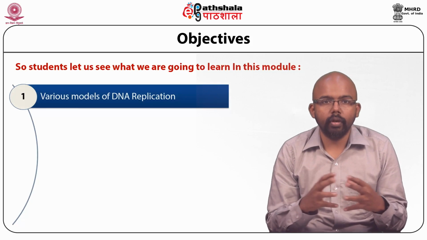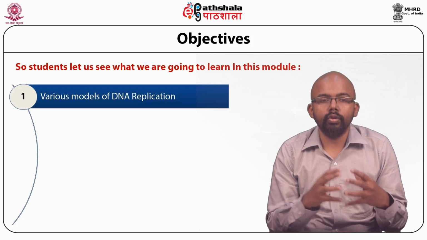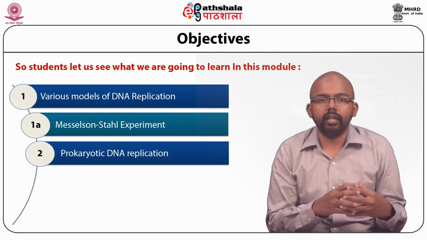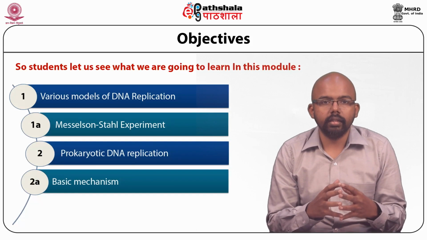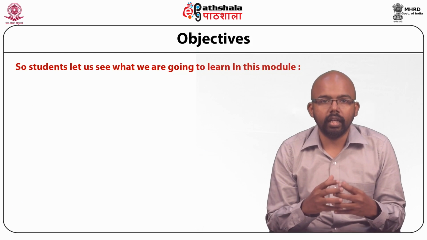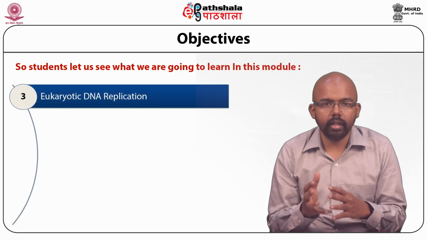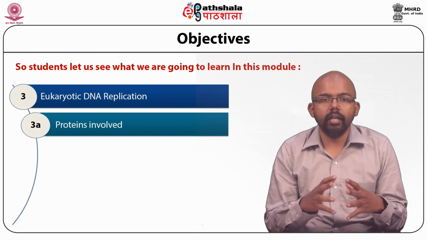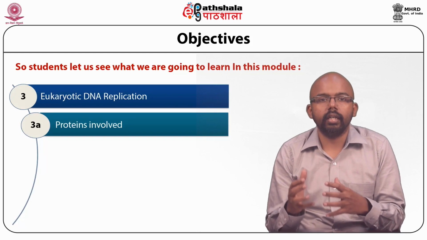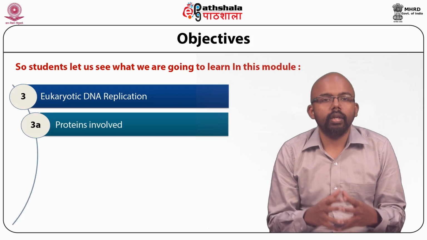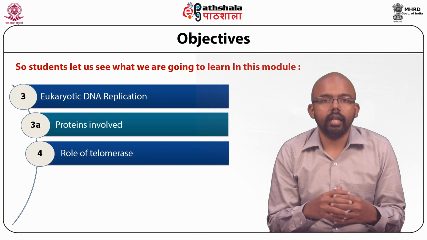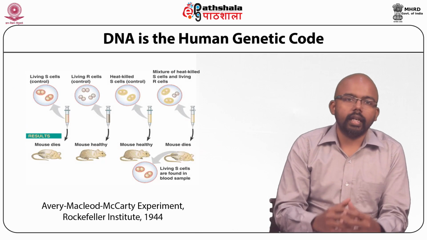Now there are multiple models of DNA replication which you should know, and you should also learn about the Meselson-Stahl experiment. Then we'll move on to prokaryotic DNA replication, the basic mechanism and the proteins involved. Then we'll move on to the higher level of DNA replication, which is eukaryotic DNA replication, the proteins involved, and what is the difference between prokaryotic as well as eukaryotic DNA replication. Finally, we look at the role of telomerase, which is a very important component of eukaryotic DNA replication. Now let's start off with the class.